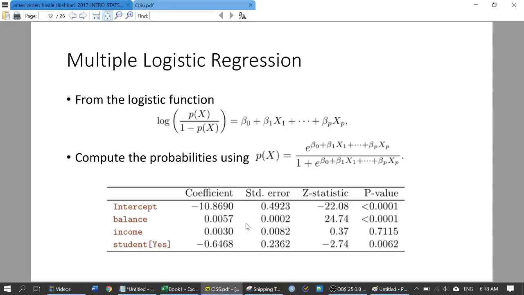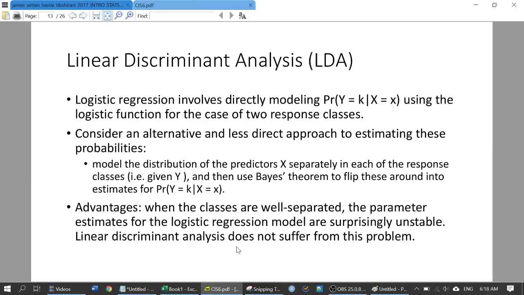If you look at the balance, it has a positive relationship with defaulting, because of course the higher the balance, the higher the probability of defaulting will be. And for the student, it is actually negative, because if you're a student, you are less likely to be a defaulter for some reason. Okay, so that is for the logistic regression.